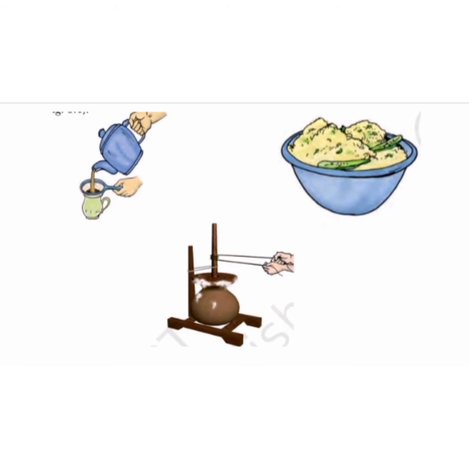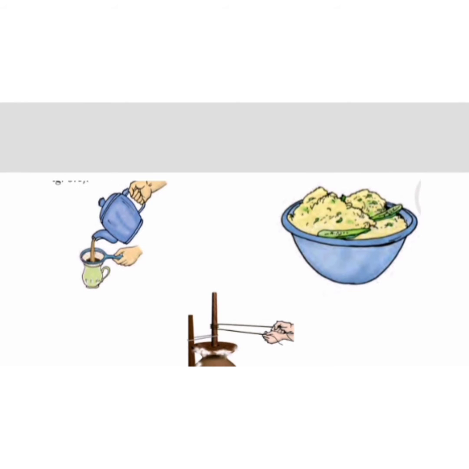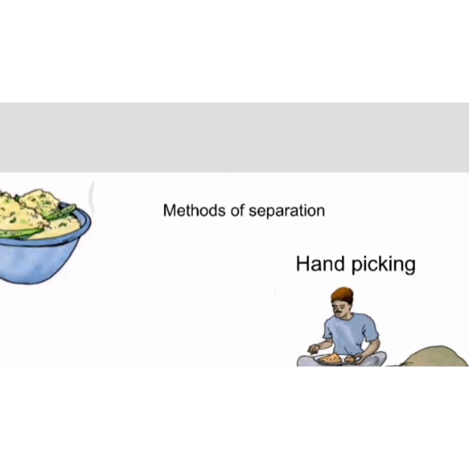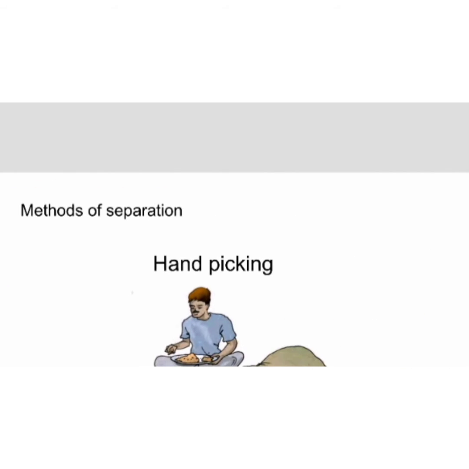These are some of the methods. We have to separate the tea leaves from tea. We separate the chilies from our dishes, and we separate the butter from milk or curd by the churning method. Let's see some methods of separation. The first method is hand picking.